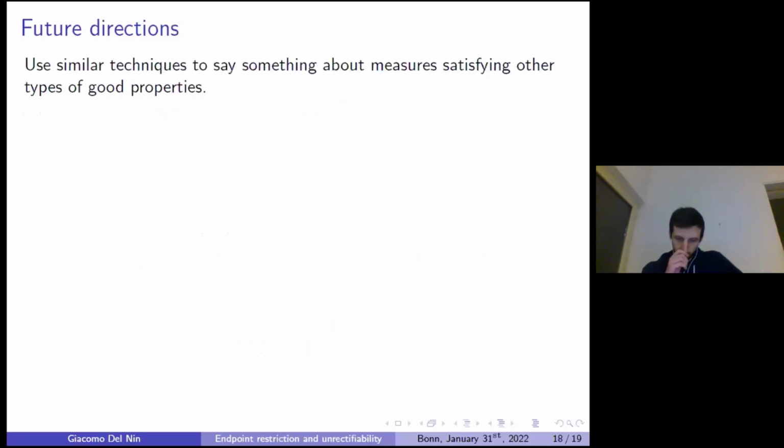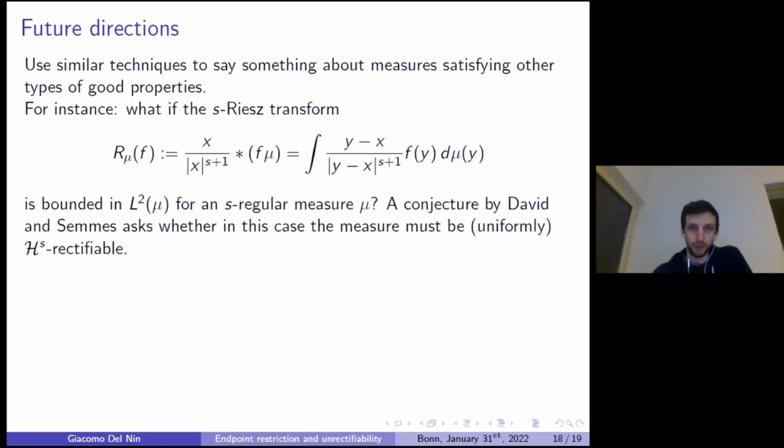And so by the characterization of 1-unrectifiable measures by means of the decomposability bundle, we can obtain the conclusion. Okay, so to finish, let me just mention possible future directions. This is still a work in progress with Andrea Merlo. The idea is to use similar techniques to say something about other good measures, satisfying other types of good properties. This has been mentioned in the previous talk.